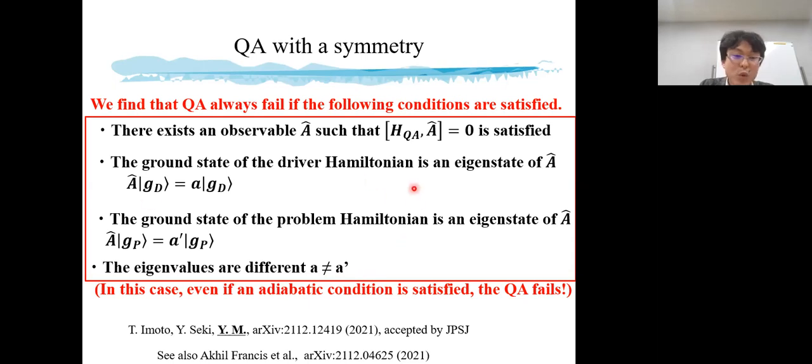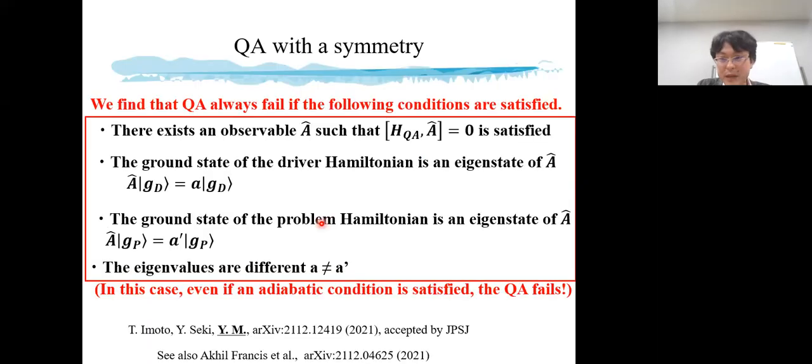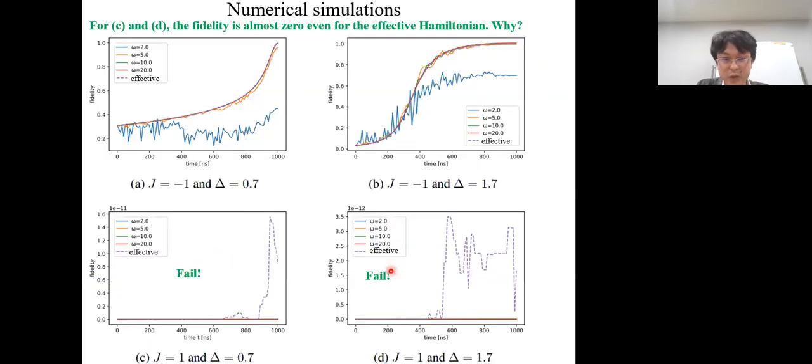If these conditions are satisfied, quantum annealing always fails, even if the adiabatic condition is satisfied, because the ground state of the driver Hamiltonian and the ground state of the problem Hamiltonian belong to different sectors, and they never cross, they never interact. Due to this condition, we believe that these two cases become failures.